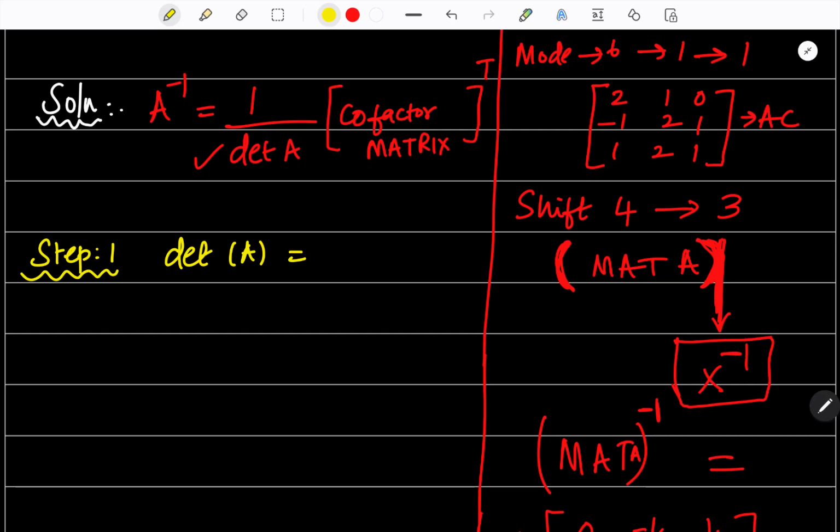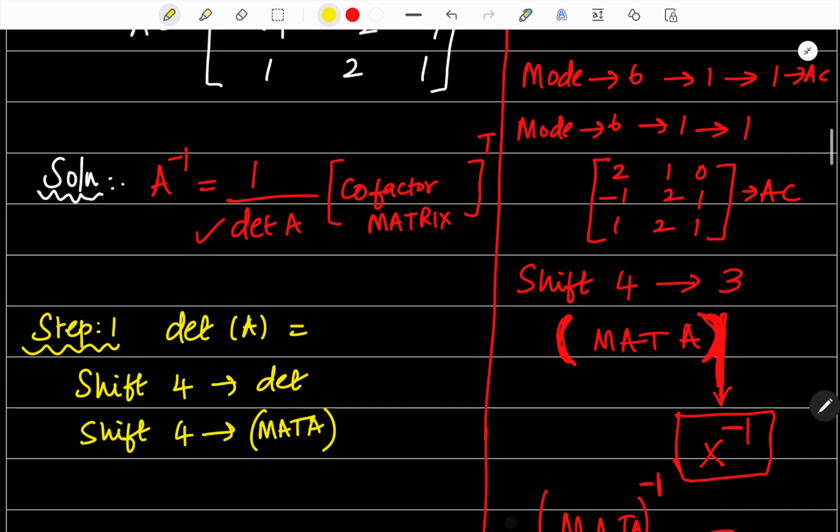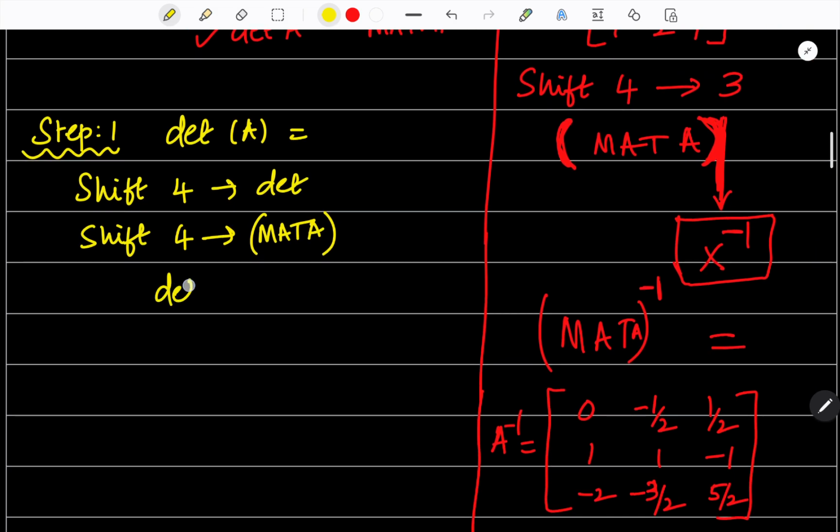So shift 4, right? Det is number 7, right? And then again shift 4, then number 3, okay. Shift 4 and then press det. Then again shift 4, right? Press mat A, and then close the bracket, please. So your screen will be like det of mat A. Press equal sign, and you will get the answer 2. So det of mat A is equal to 2, right?